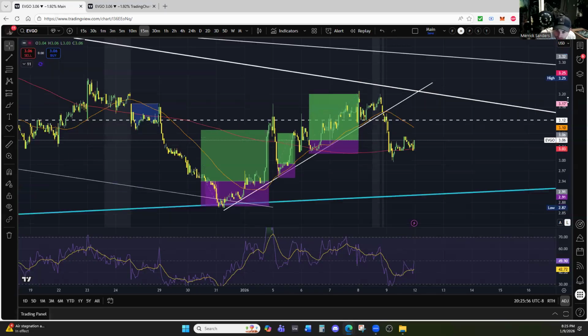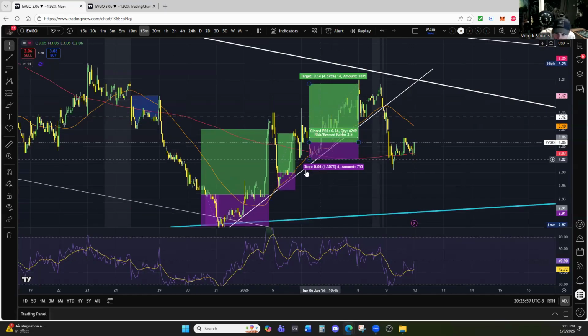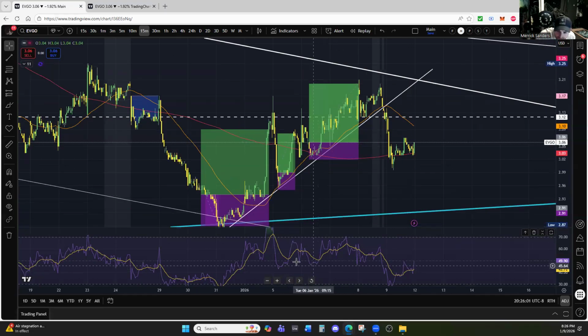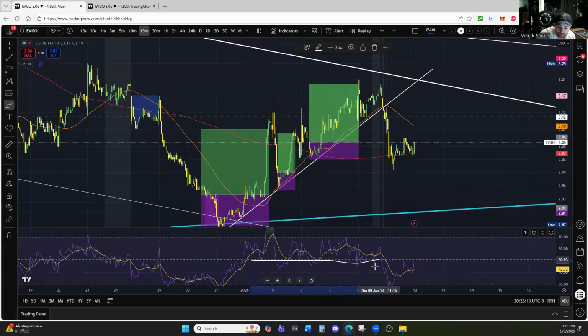It put in a not quite a double bottom, but you can see the RSI came down. Didn't quite put in divergence from this low, but it was a test of the center line, and you get this consistent signature I noticed where it comes down roughly to the center line area as it tests the trend line or the moving average.